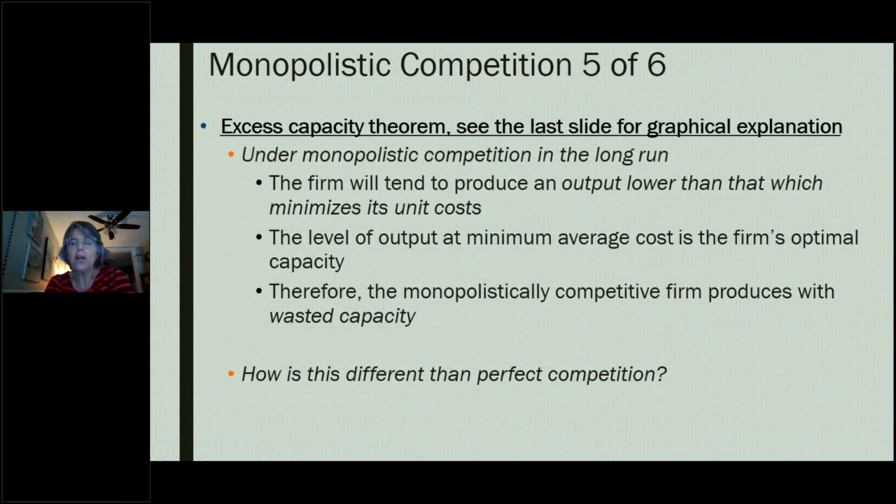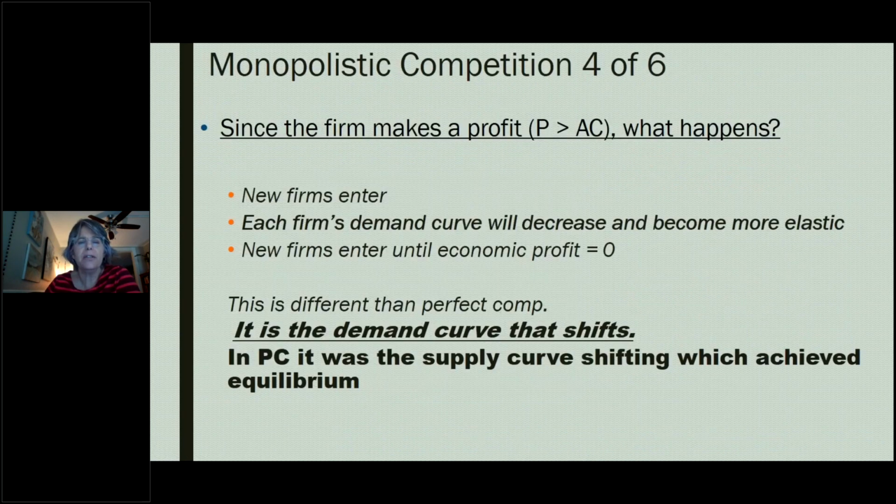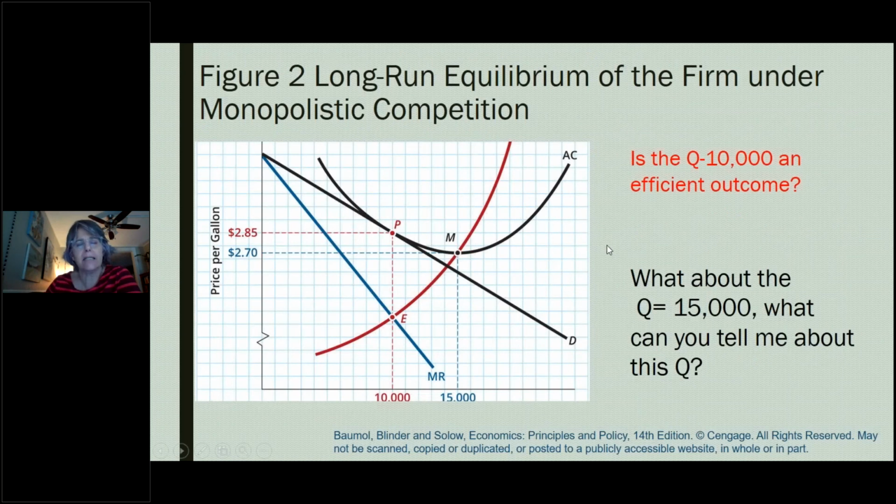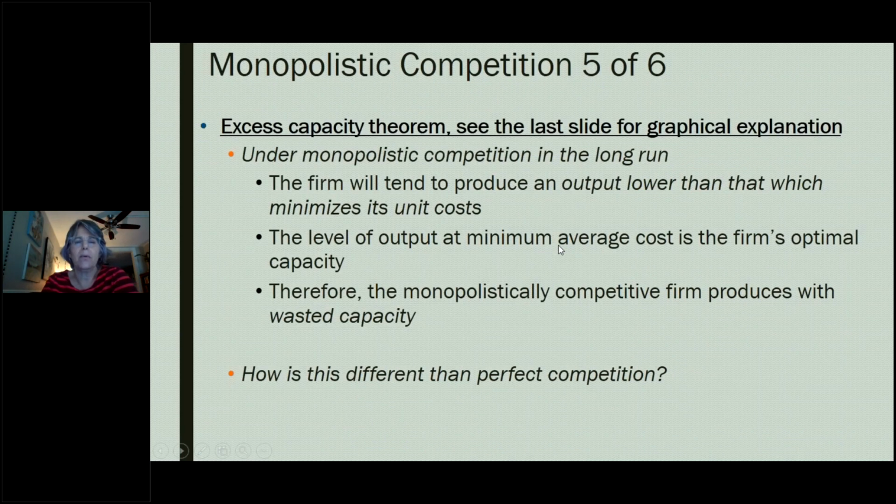This leads us to what we call the excess capacity theorem. If you look back to this slide, where they end up in long run equilibrium is right here at 10,000. They should be producing 15,000. So in monopolistically competitive industries, there's a lot of excess capacity. Firms do not produce the maximum they can make. There's excess capacity. They produce an output that's lower.